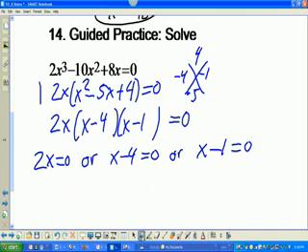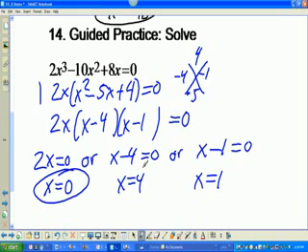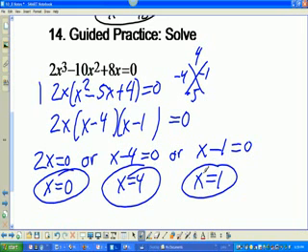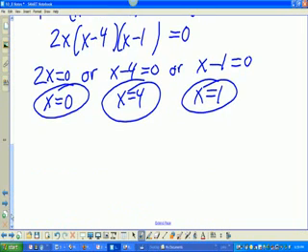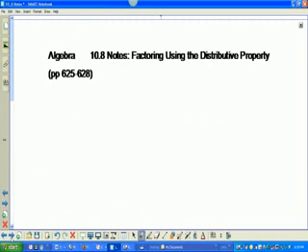In the first case, if 2x equals 0, use mental math. 2 times what is 0? Well, x is 0. In the next case, let's use mental math there. X minus 4 equals 0. What number minus 4 is 0? X equals 4. Finally, what number minus 1 equals 0? X equals 1. So I have three answers. X equals 0, x equals 4, or x equals 1. And that's how we do that question.